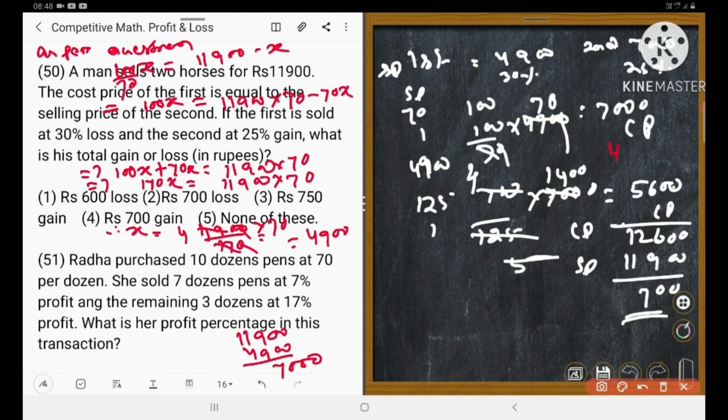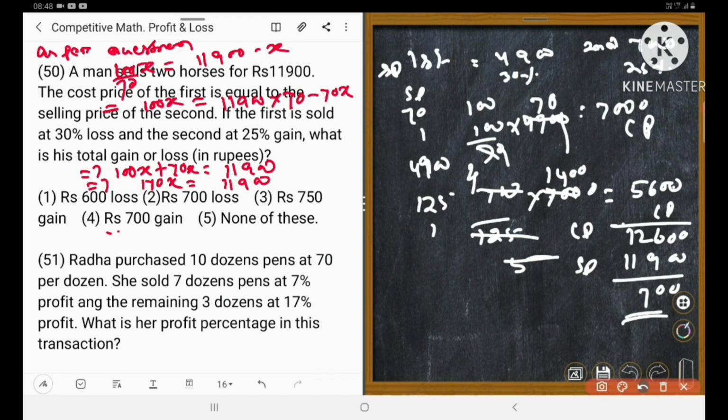Could you understand? Just 1 minute. This is a lengthy math, difficult to do. Number 2 is correct.